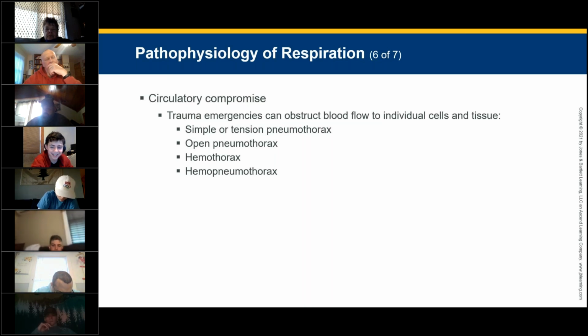Now, on the other hand, what's a hemothorax? It's blood that does the same thing. That's right. It's very, very similar, but instead of air, it's blood. You've got blood outside of the lungs. And hemopneumothorax is one big long word. You've now got blood and air outside of the lungs.